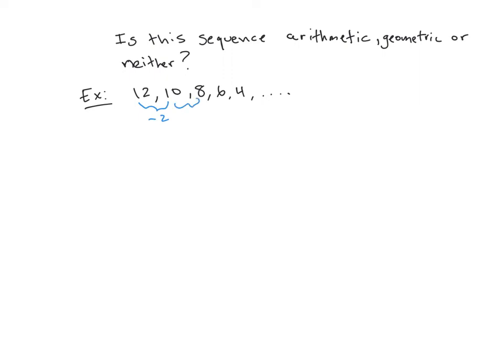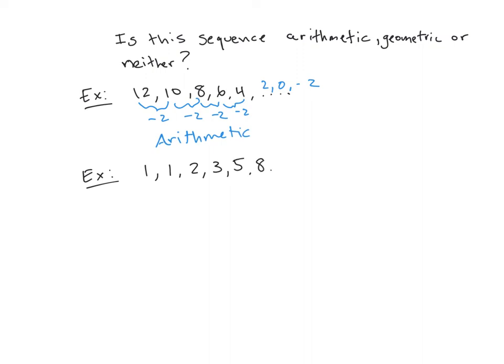Yeah, so I can subtract 2 to get to the next number here, right? Meaning my next number is going to be 2 and then 0 and then negative 2. Since I can get the next number by subtracting, it is arithmetic with a common difference of negative 2. All right, let's try another one. So this one we're going to do is 1, 1, 2, 3, 5, 8, 13, and so on.